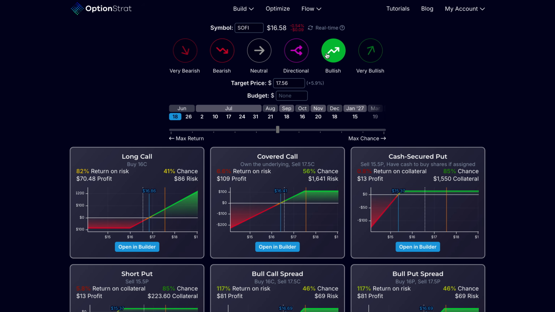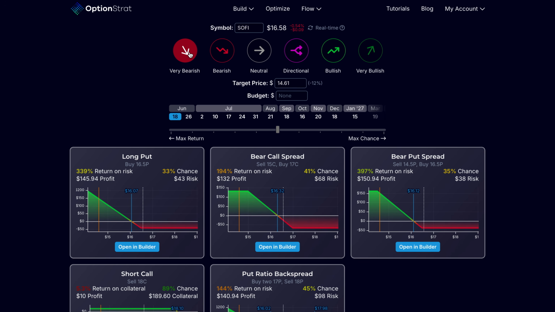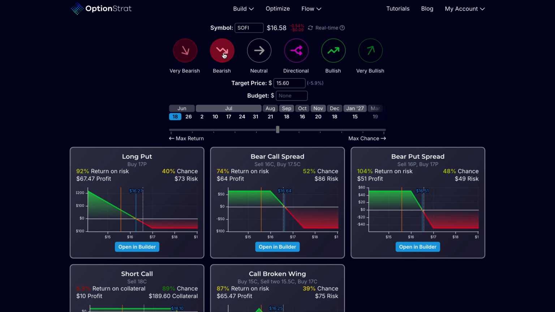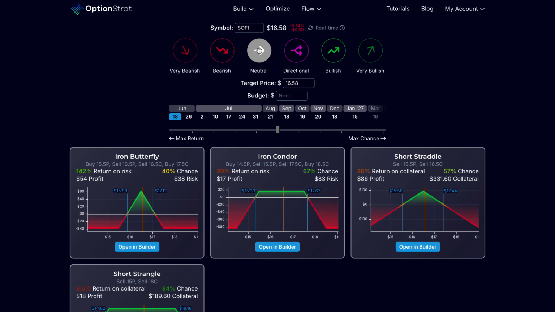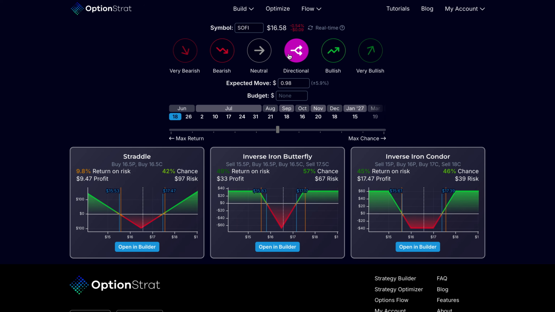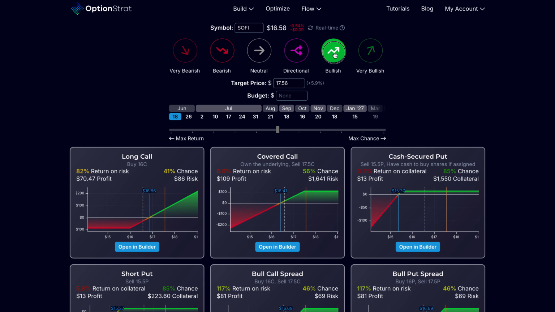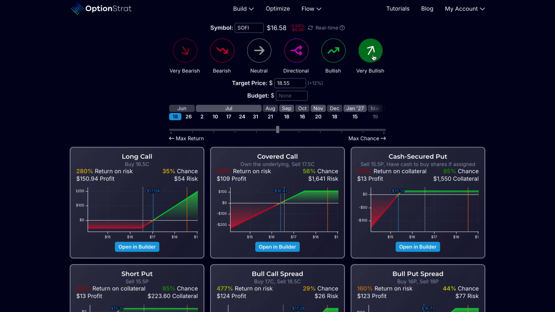Underneath that, we can select what our sentiment is for this stock. There are six different options here: very bearish, bearish, neutral, meaning you don't think the stock will go up or down much, directional, which means you think the stock will either go up or down, bullish, and very bullish.